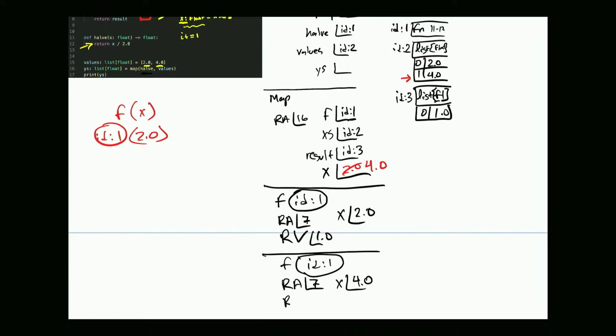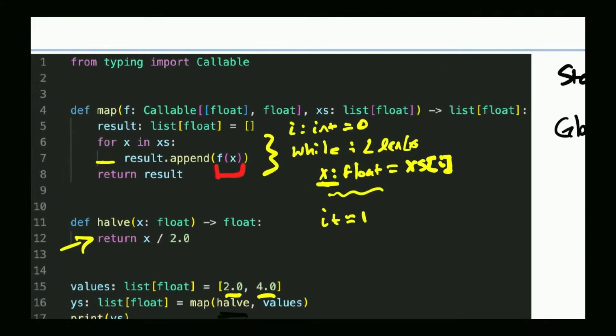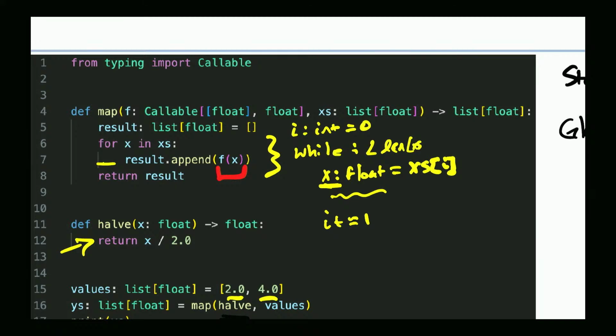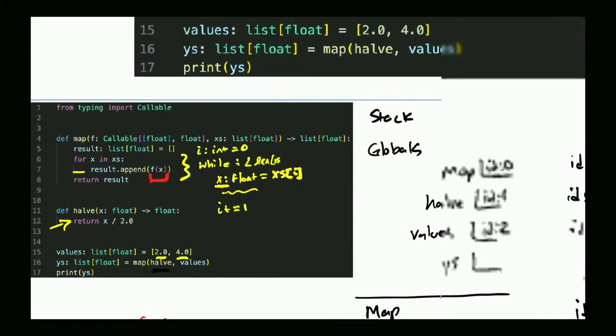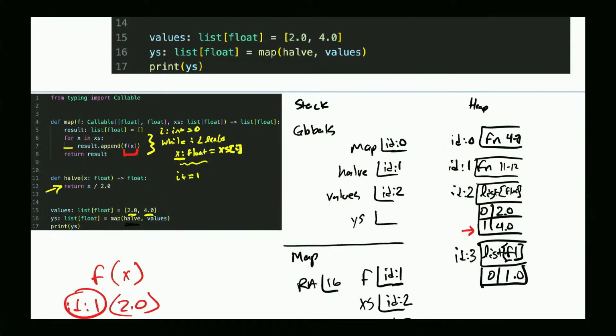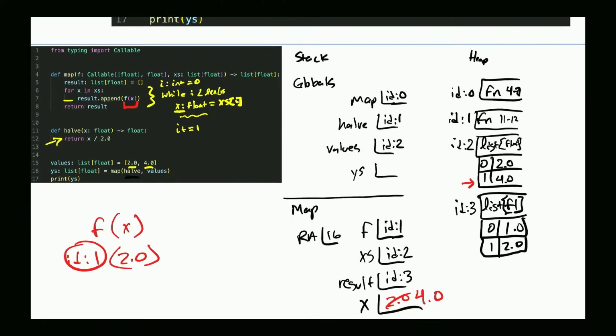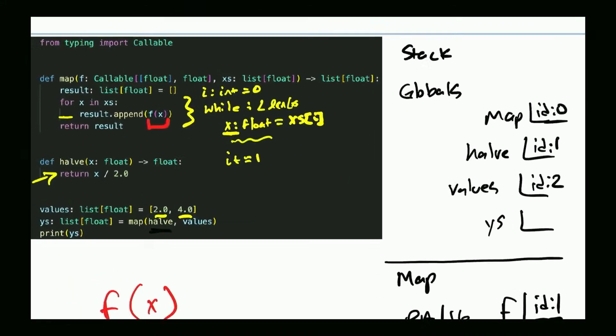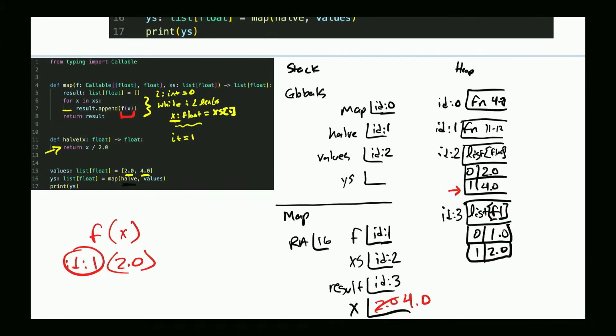is 2.0. We return that back up to line 7 where we called this, and that's how we append 2.0 to our result list, right? And so now our result list has at index 1 a value of 2.0. And then ultimately, we reach this return statement, right? So we're done with x's. We've run out of items to iterate on.